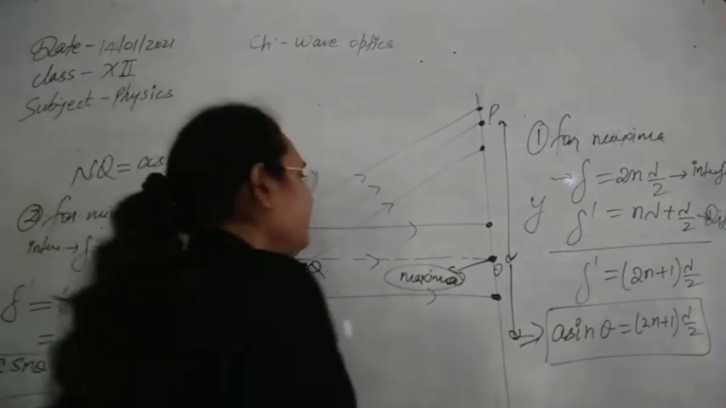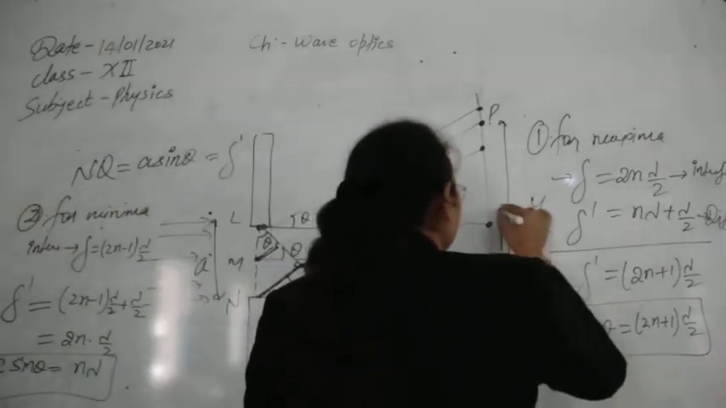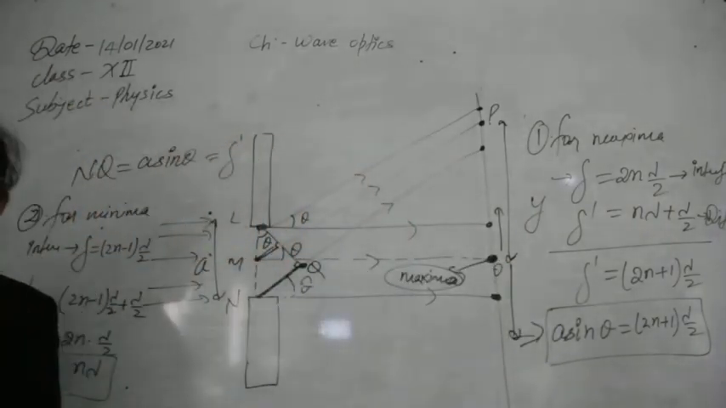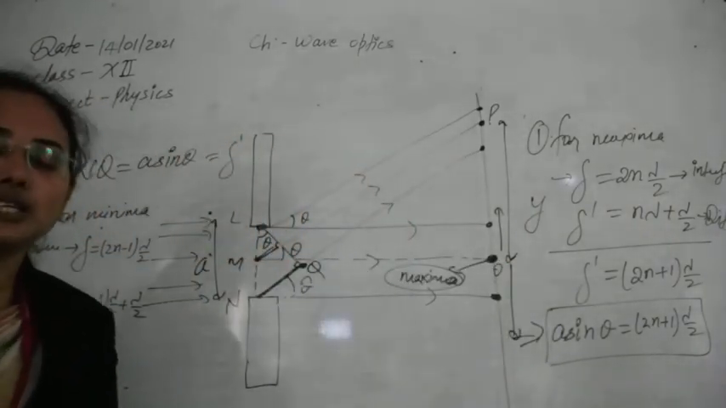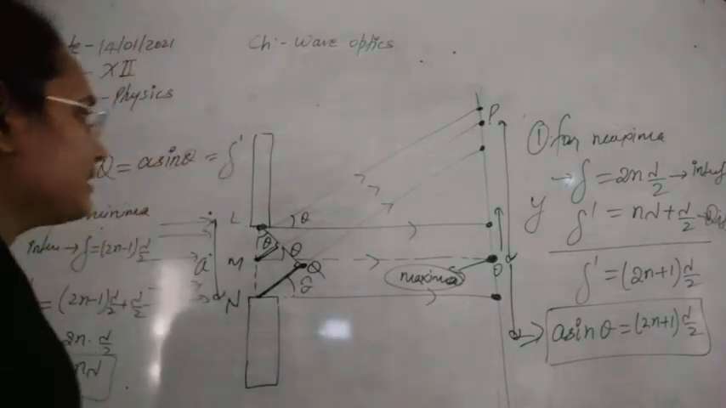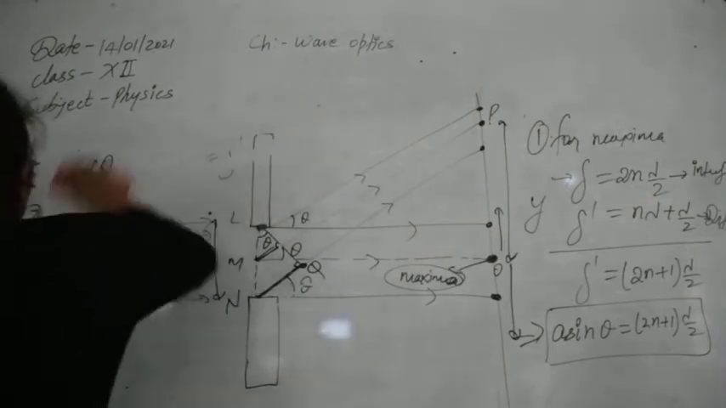Now after this, when we start to move from the central maxima to the left or right side of the screen, or upward and downward, how does the intensity change? Let's see that by using a graph between intensity and distance.